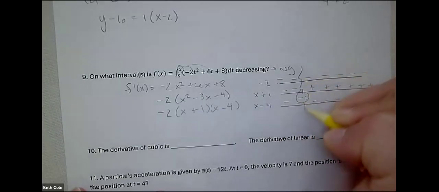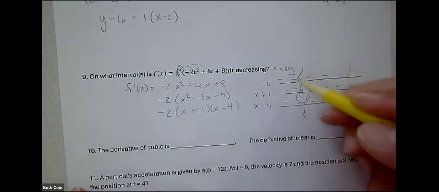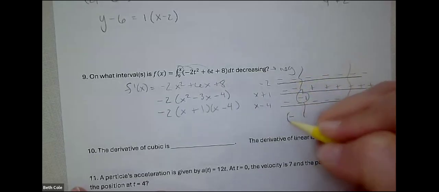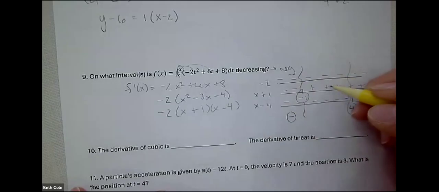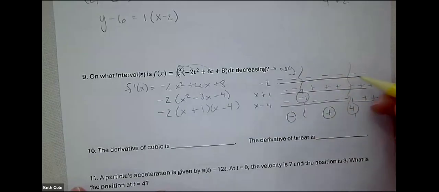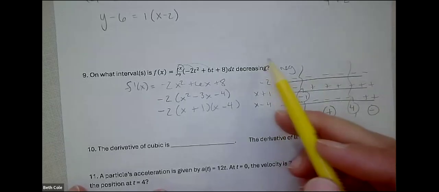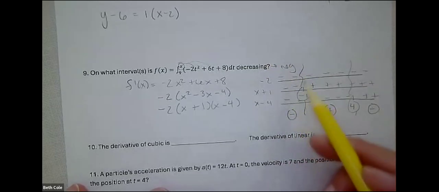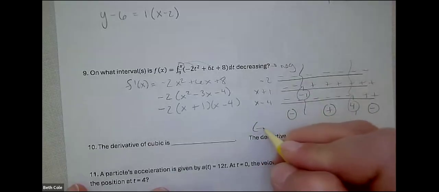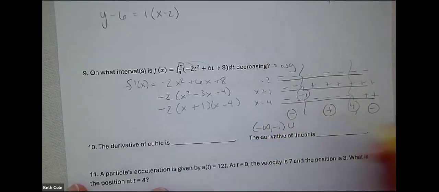So I'm going to put in all my little balloon strings. Negative times negative times negative will be negative. These two negatives would cancel, and then times a positive is positive. This one's going to be negative. If nothing weird happened, it's going to alternate. Now we want our answer to be where this is negative. So that's this first section. So negative infinity to negative 1. And then also this section over here, so 4 to infinity.